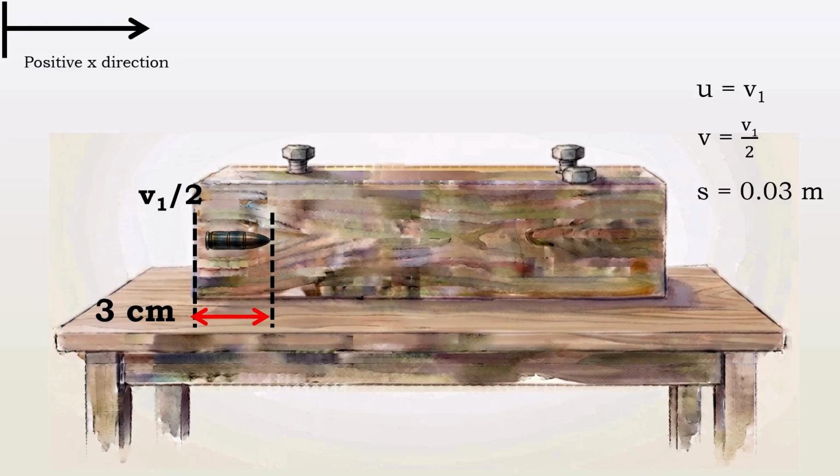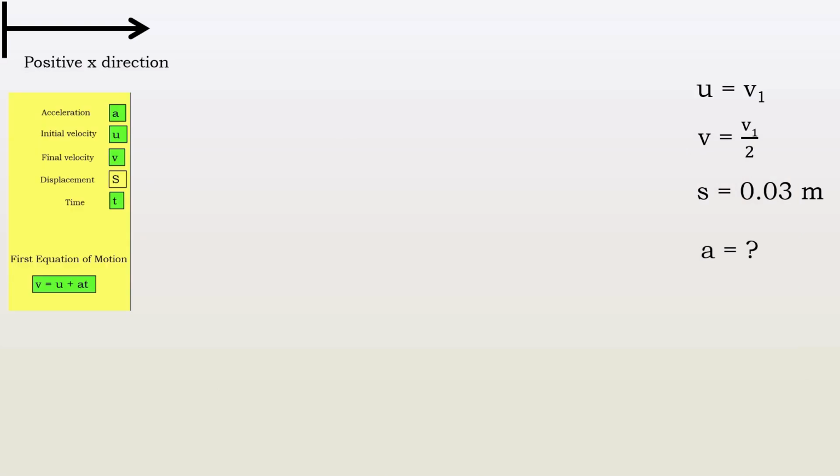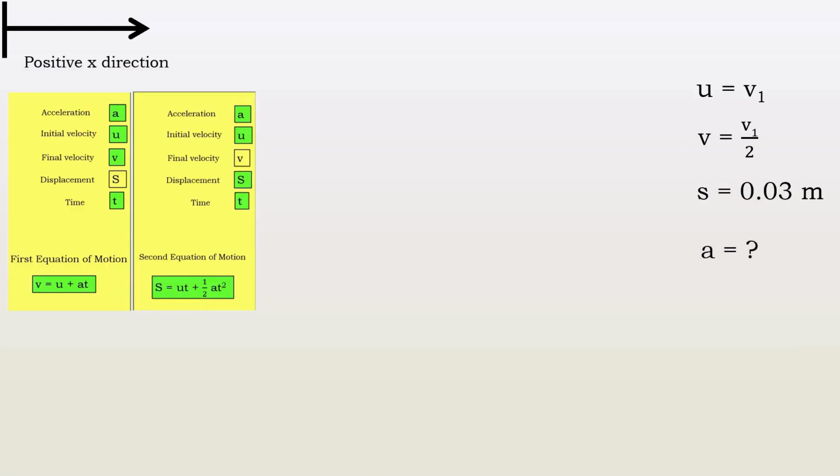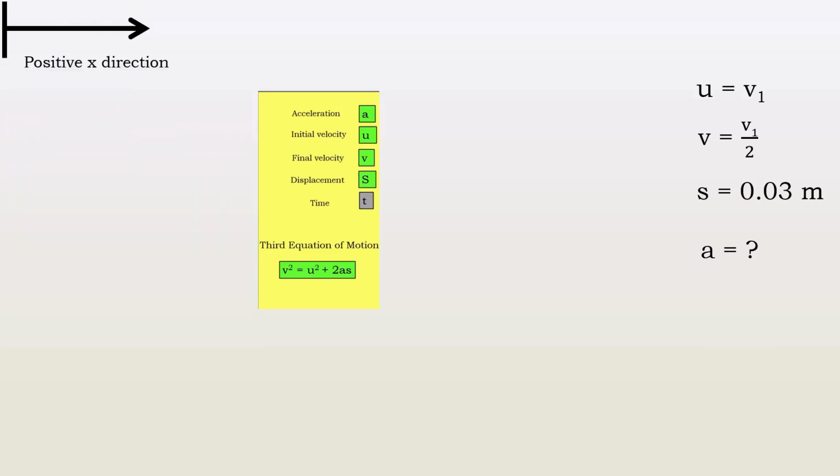Now, if you haven't watched my video on choosing the correct equation of motion, I highly recommend watching it after this lesson. It explains a simple method to decide which equation to use in any numerical. In this problem, time is not given. However, we know the initial velocity, the final velocity, and the displacement. That immediately tells us that the third equation of motion is the most appropriate choice.